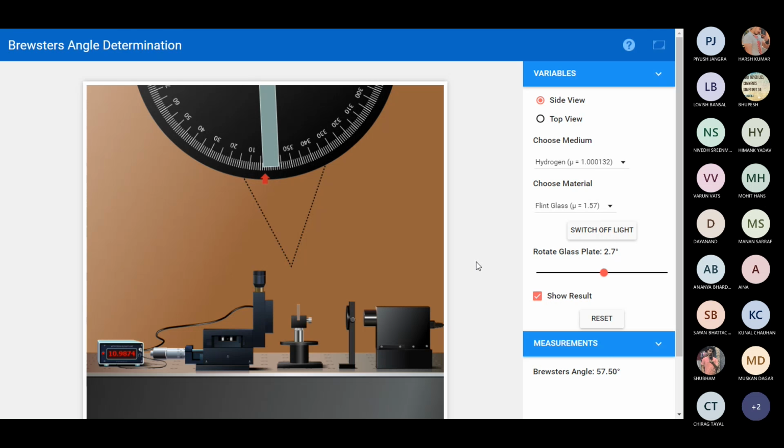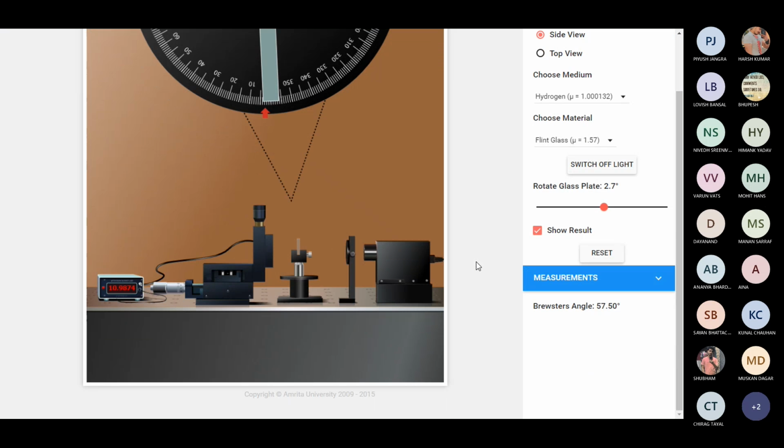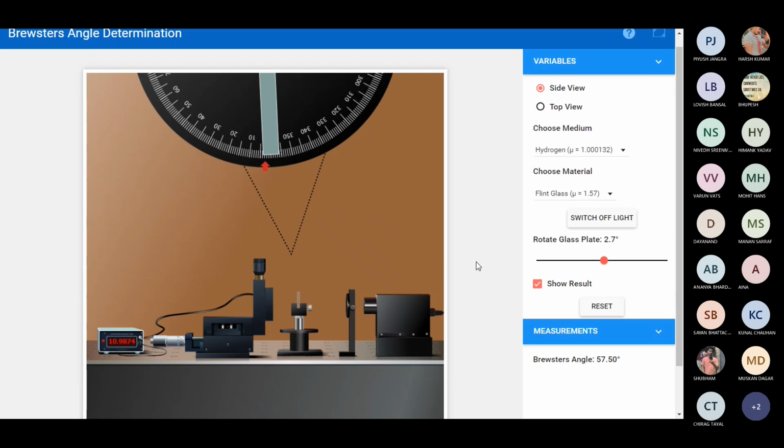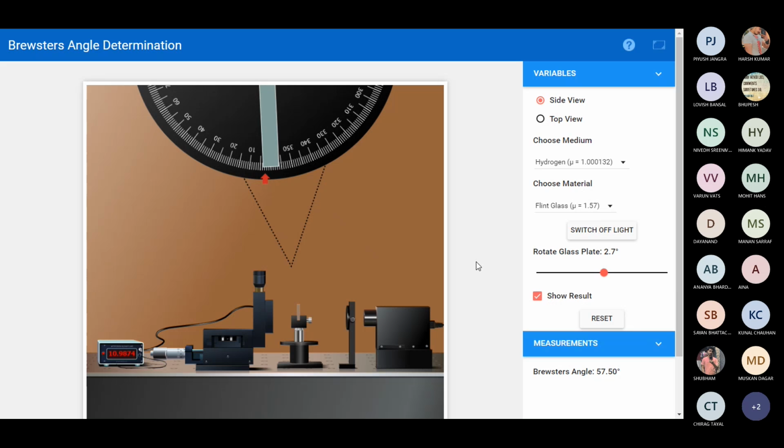So this is what you have to do and finally do an analysis जरूर करना है, ठीक है. एंड एनालिसिस में लिखो कि क्या फ़र्क पड़ रहा है जब आप मीडियम चेंज कर रहे हो तब क्या फ़र्क पड़ रहा है, और जब आप रिफ्लेक्टिंग मटेरियल चेंज कर रहे हो तब क्या फ़र्क पड़ रहा है, राइट. So this is what you have to do.